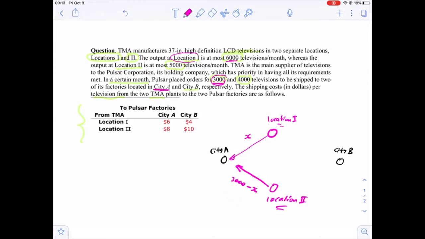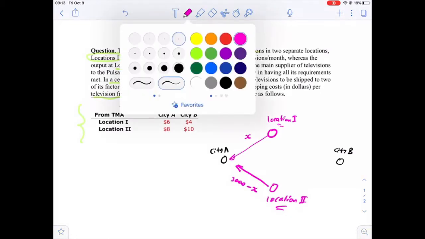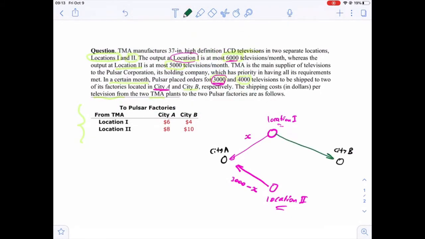And from location 1, we want to send some TVs to city B, and we want to send TVs from location 2 as well. If we assume that we send Y TVs from location 1 to city B, and we know that we want to send 4,000 TVs to city B, then we have 4,000 minus what was shipped from location 1. So this diagram will help us to understand the relationships.